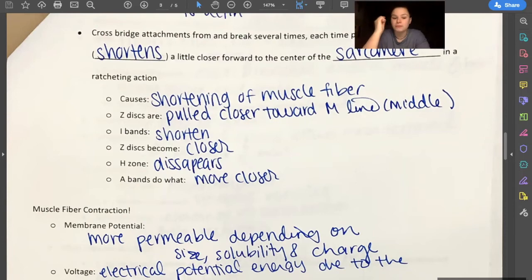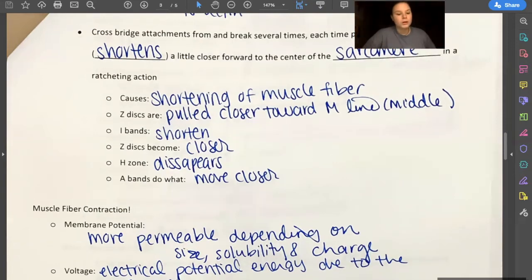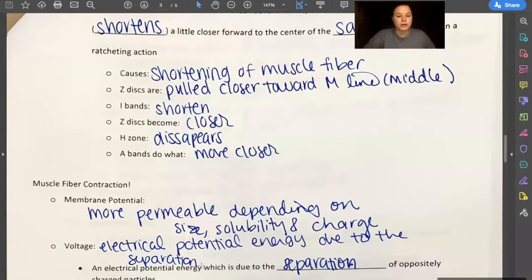And then voltage is your electrical potential energy due to the separation of charge. So if there's a lot of charge up here and not a lot of charge up here, we're going to have a really high voltage because there's a really big difference in charge between these two points. It's due to the separation of oppositely charged particles. If I have a lot of negative up here and a lot of positive down here, there's a lot of potential energy because there's a big difference.